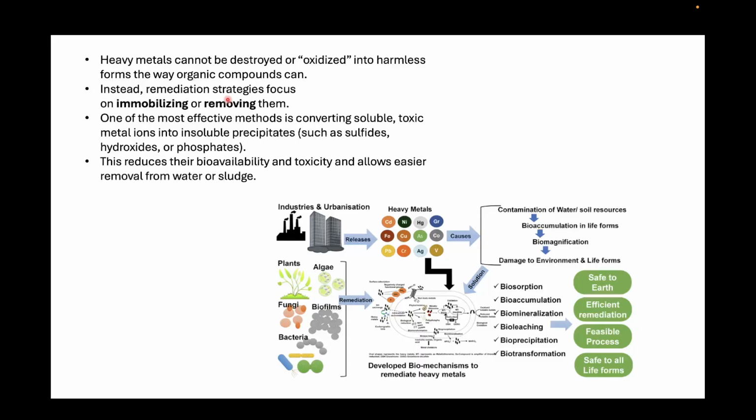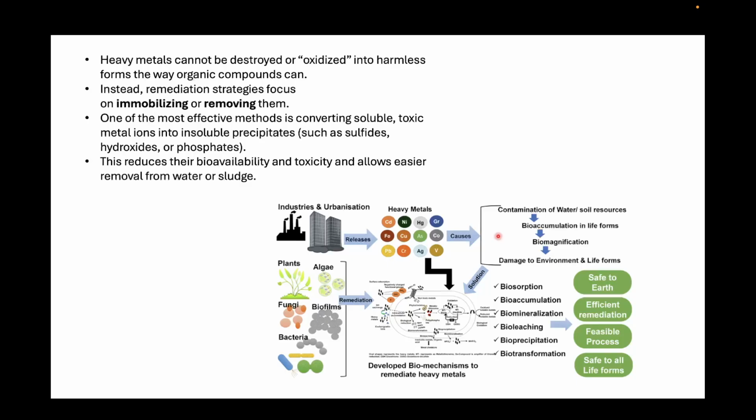So, heavy metals can come from many sources like industry and urbanization, and these are some of the examples of heavy metals: cadmium, nickel, mercury, arsenic, and copper and lead. These are many of the heavy metals. These can cause contamination of water, bioaccumulation in bigger life forms, and biomagnification, and pose damage to environmental and life forms.